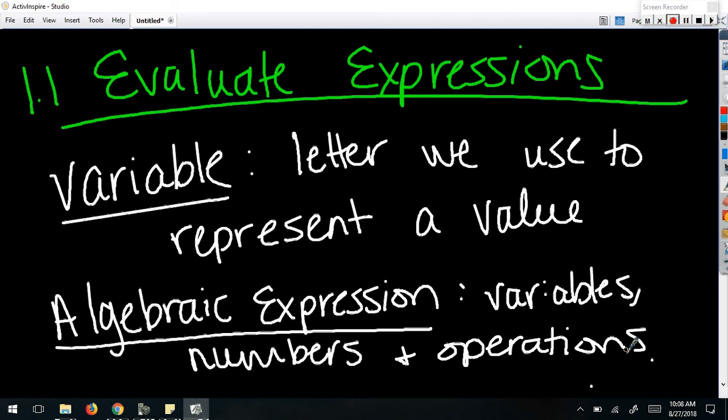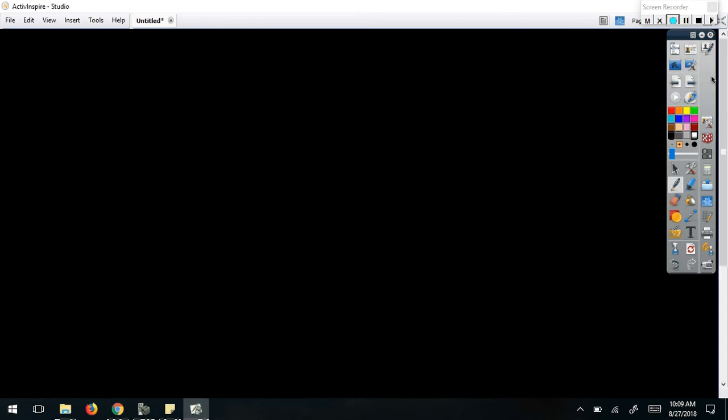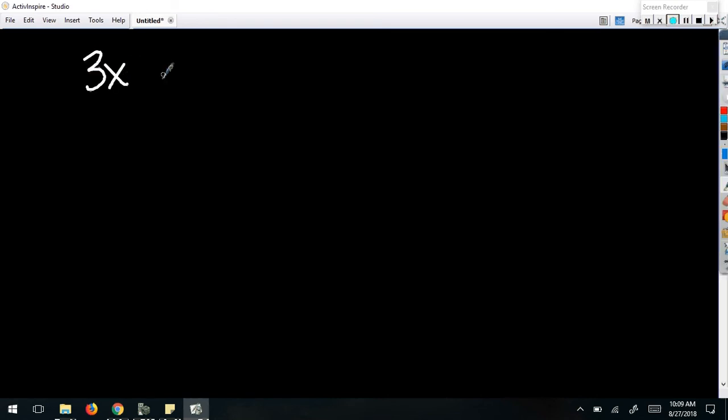I'm going to stop and give you a second to copy, and then somebody, anybody, give me an example of an algebraic expression. Guys, give me an example of an algebraic expression. 3x plus b. That is definitely an algebraic expression. Good job. It has numbers, variables, operations, right?